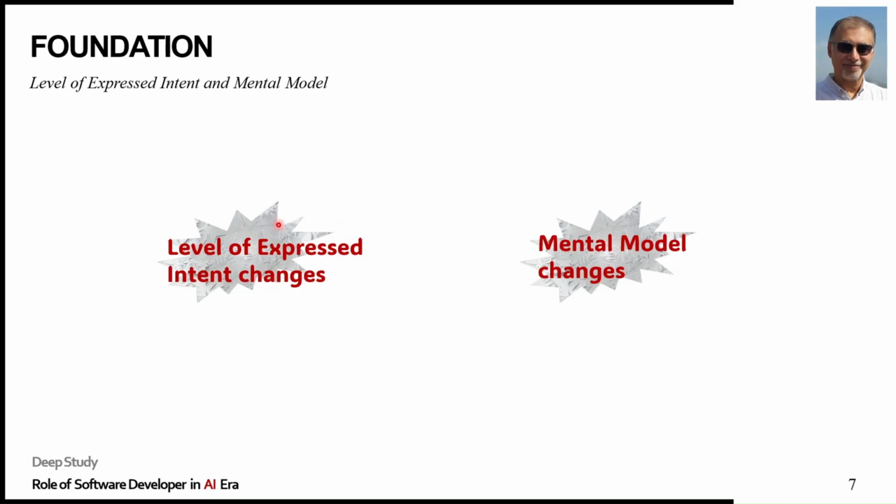As programming languages evolve, this level of expressed intent moves higher and higher. It becomes less about hardware details and more about business concepts. On mental models, this is the internal part. This is the programmer's understanding of what's really happening underneath. Even when abstractions hide complexity, the programmer still needs to understand constraints, trade-offs, performance implications, failure modes. The mental model never disappears, it just changes.